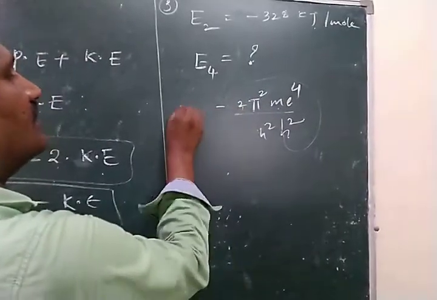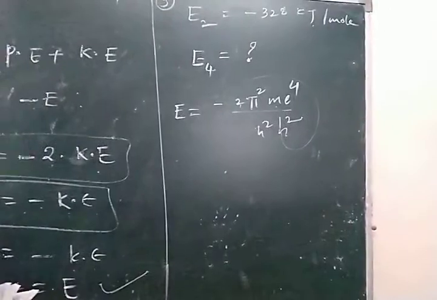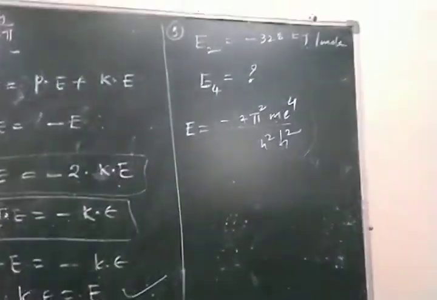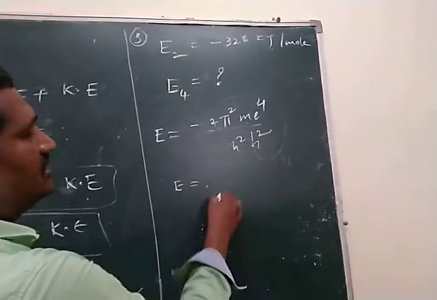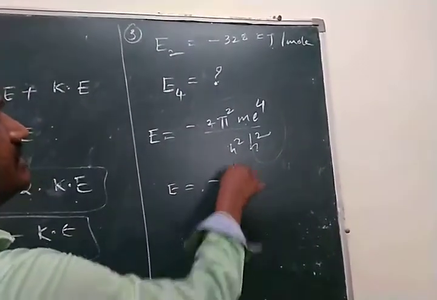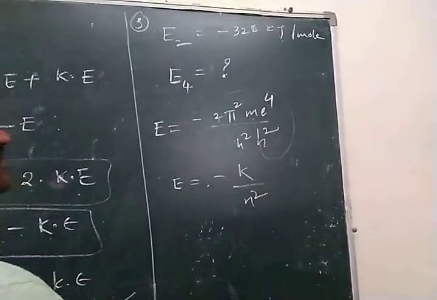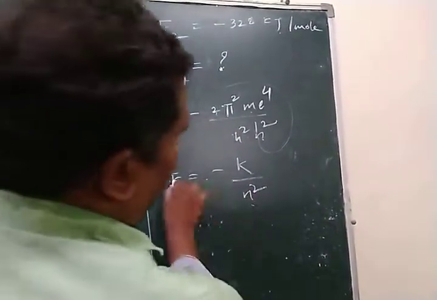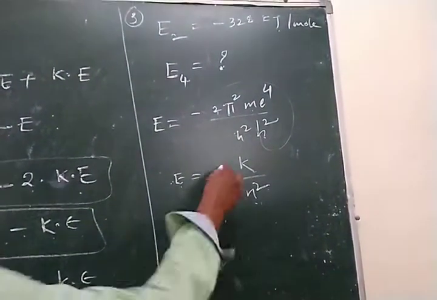Energy of electron is always negative. Energy of electron in the orbit is always negative. So these values are all constant. So from this I am writing E equal to minus K by n square, where K is the constant. So energy is inversely related to n square here, with the negative sign.